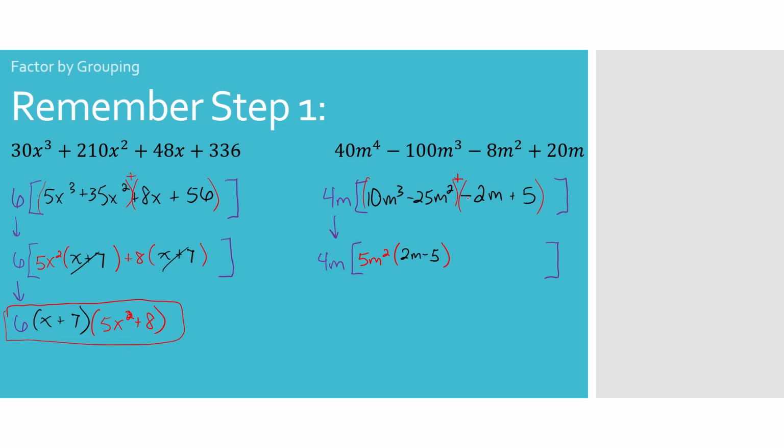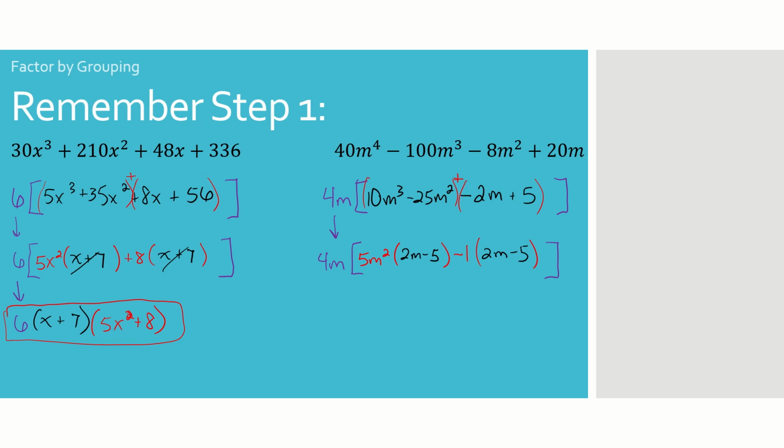But look here, the first term in that group is negative, so this time we're going to have to take out a -1. So we'll factor -1 out, so -2m divided by -1 is +2m. +5 divided by -1 is -5. So here again, if you did not take out a -1, these signs would be different. They have to be exactly the same in these two groups to keep moving forward.